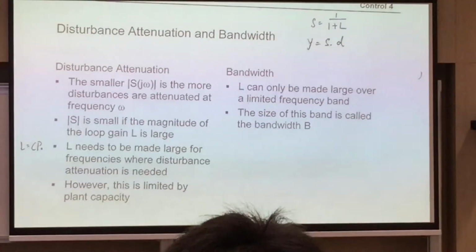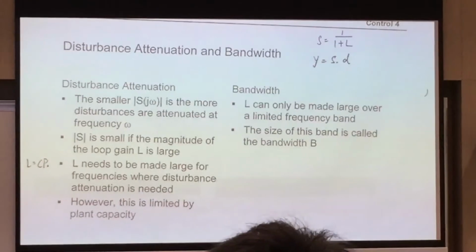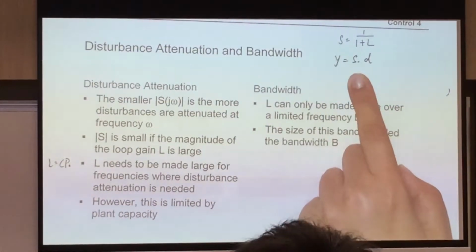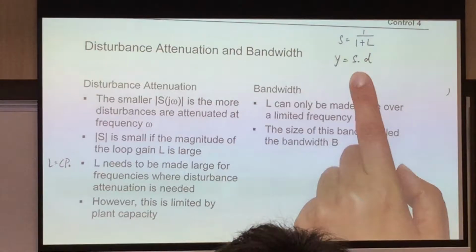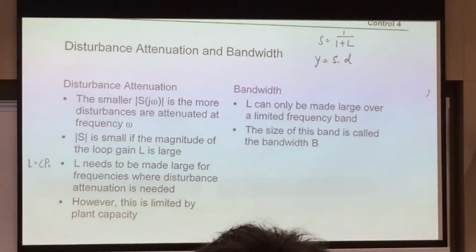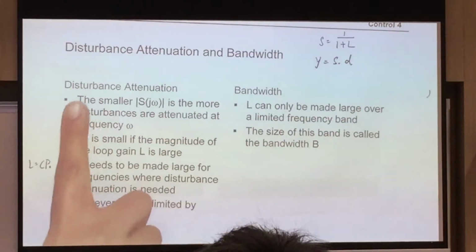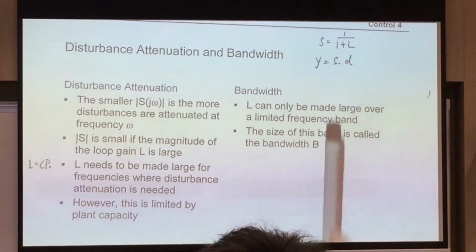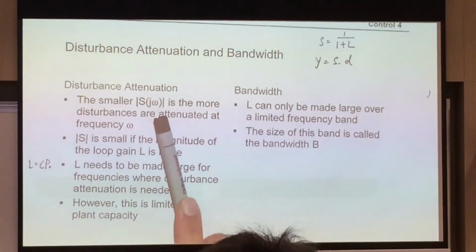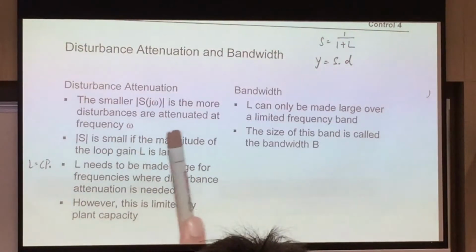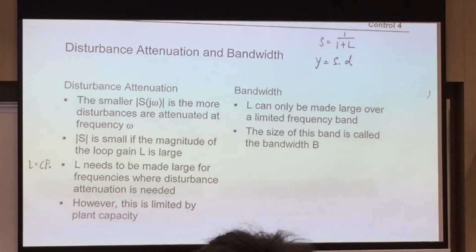1 over 1 plus L. Alright? And how does disturbance relate to your output Y? So Y is the sensitivity S times D. Okay? So it's very obvious that in the area of disturbance attenuation, the smaller your S, the more the disturbances are attenuated, meaning reduced, at a certain frequency omega.